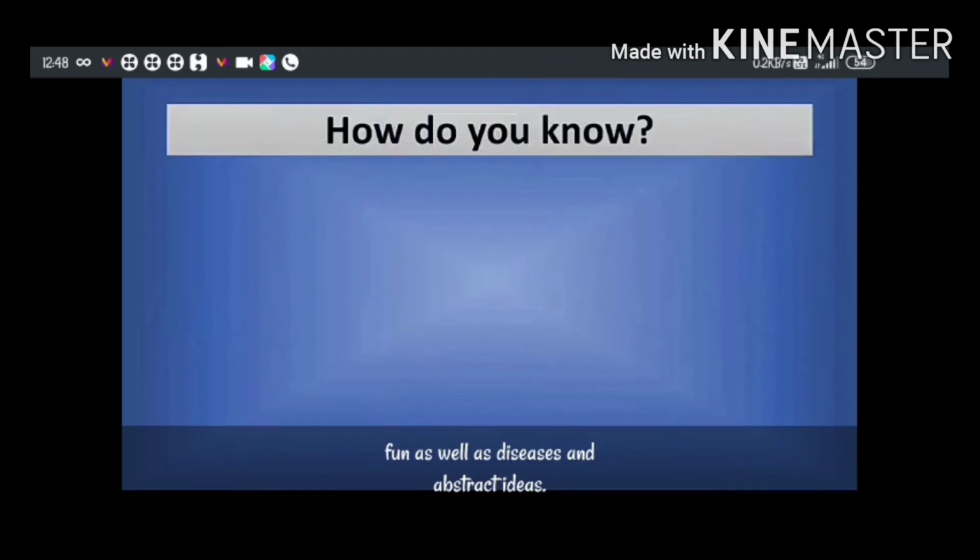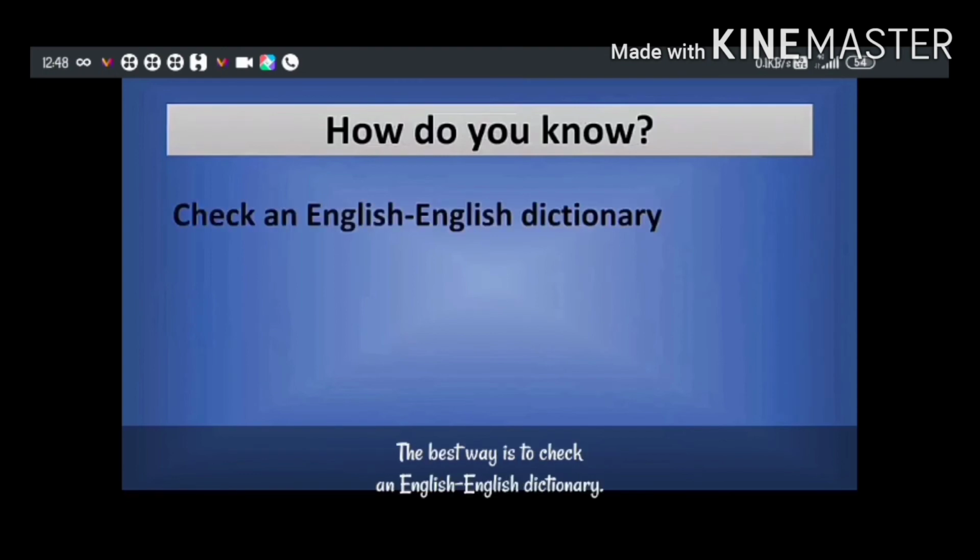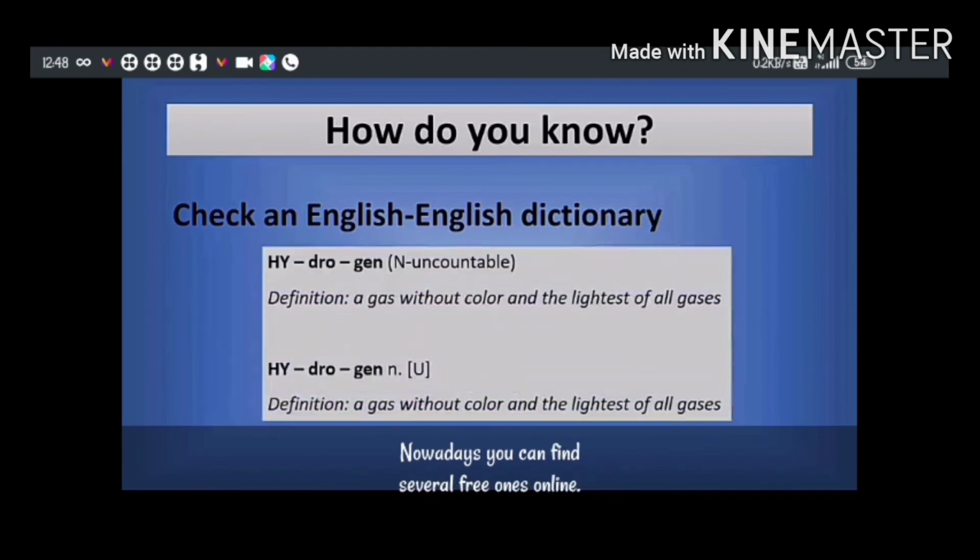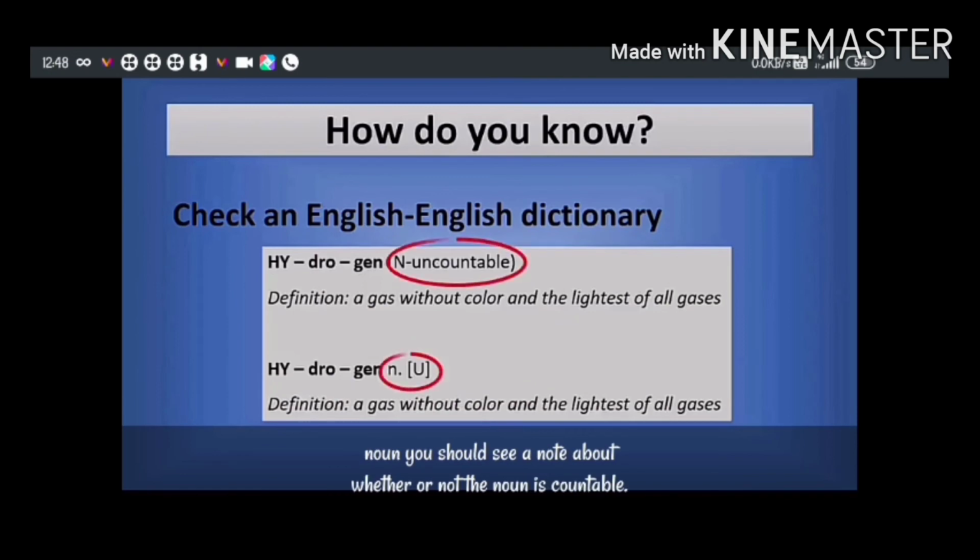But how do you know if a noun is countable or uncountable? The best way is to check an English dictionary. Nowadays, you can find several free ones online. When you look at the dictionary, next to the listing for noun, you should see a note about whether or not the noun is countable.